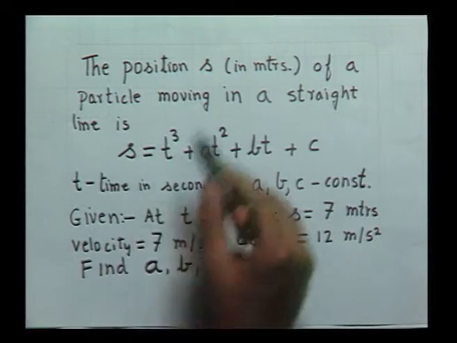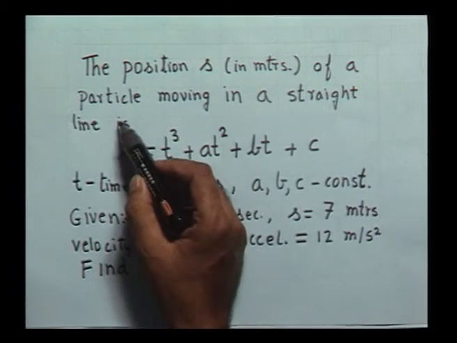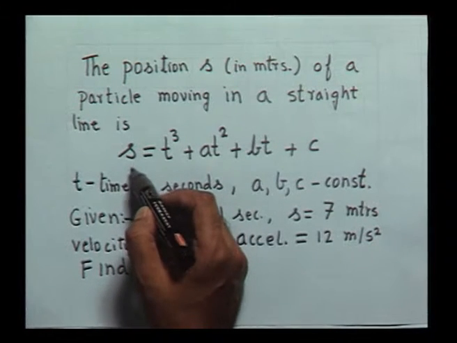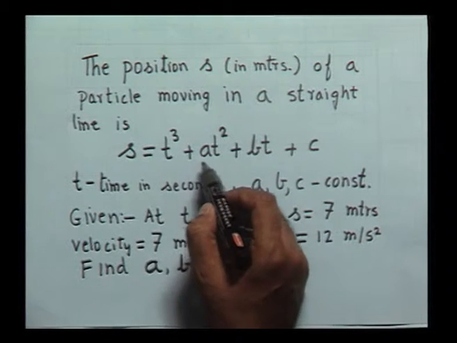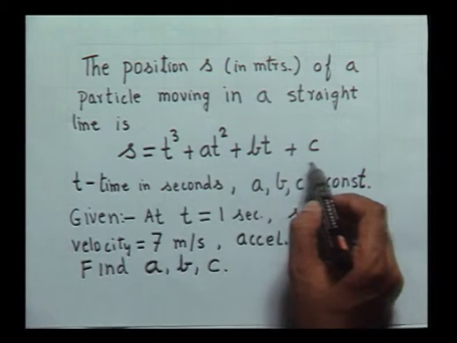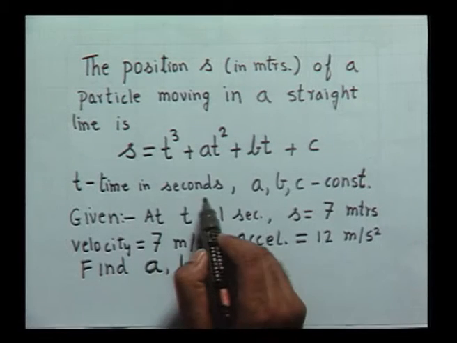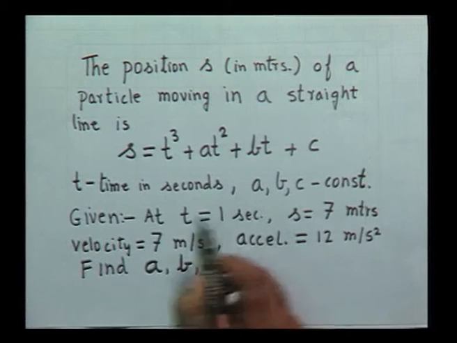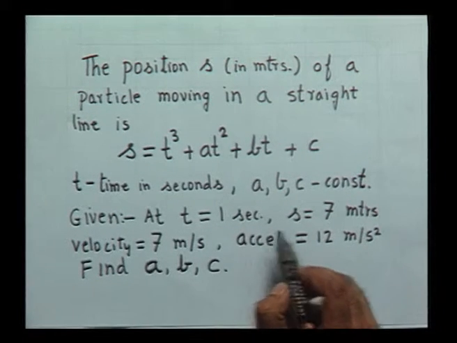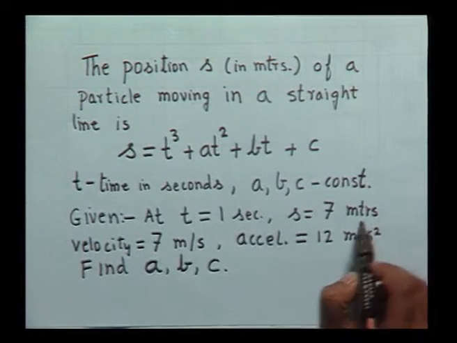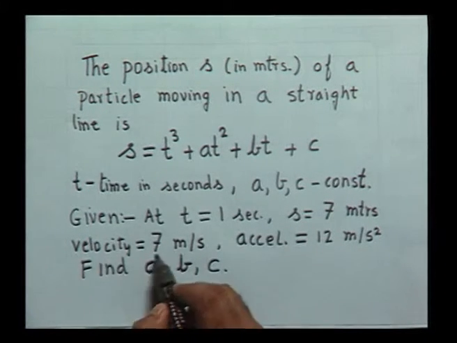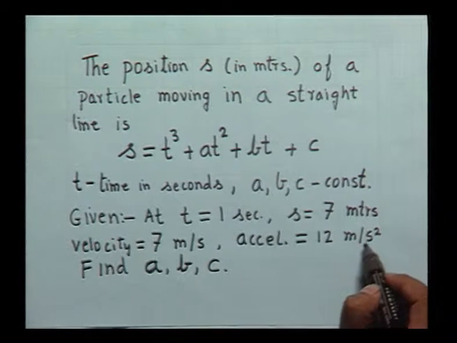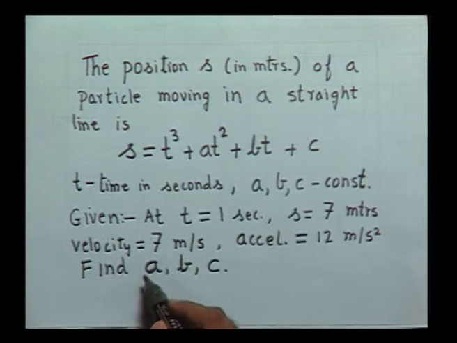The position s in meters of a particle moving in a straight line is given by this equation. s at any instant of time t is t cubed plus a t squared plus b t plus c, where t is the time in seconds, and a, b, c are constants. If you are given that at time t equal to 1 second, the distance travelled is 7 meters, the velocity at that instant of time is 7 meters per second, and the acceleration at that instant of time is 12 meters per second squared, find the constants a, b, c.